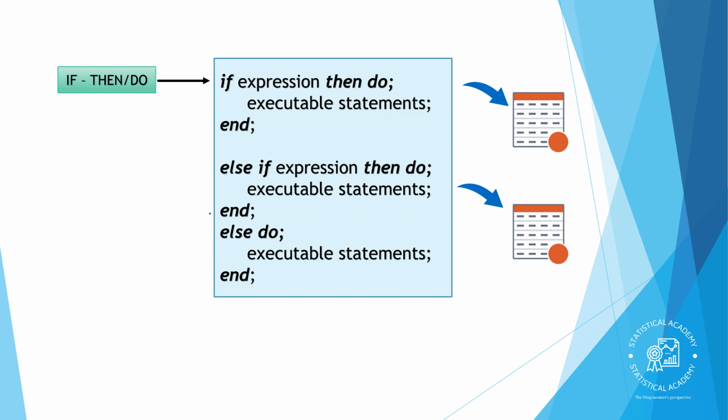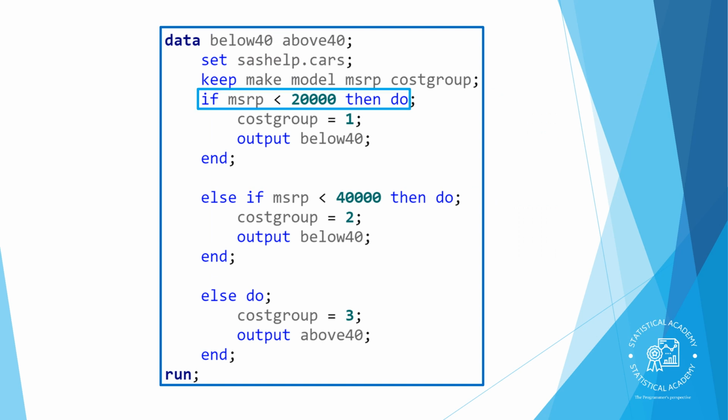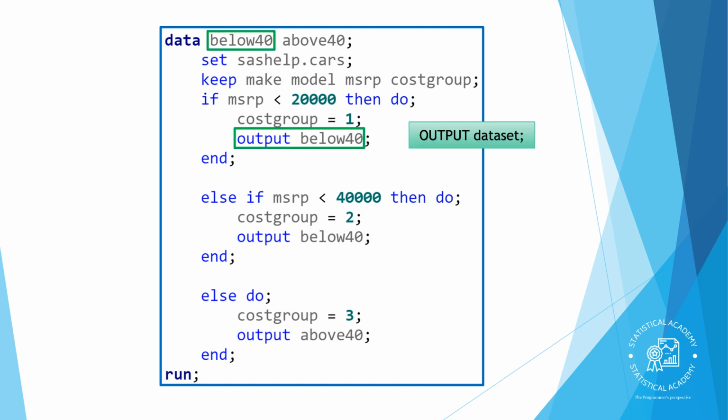Suppose we wanted to conditionally write output to two different data sets. In the data statement, we can list more than one output data set. So in this example, we create two data sets, below 40 and above 40. In the first condition, if MSRP is less than 20,000, we assign cost group a value of 1. Then we use the explicit output statement to tell SAS which of the two datasets to write that observation to.